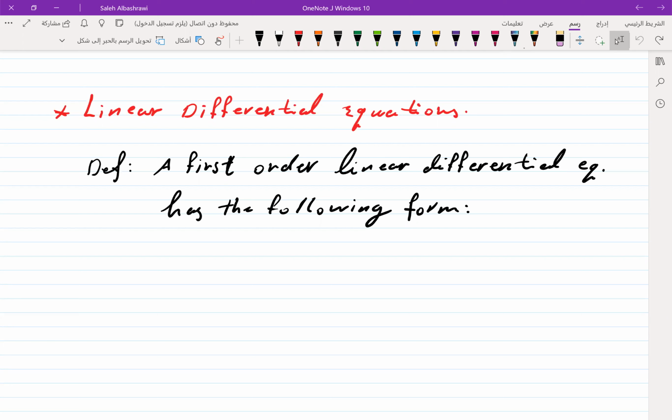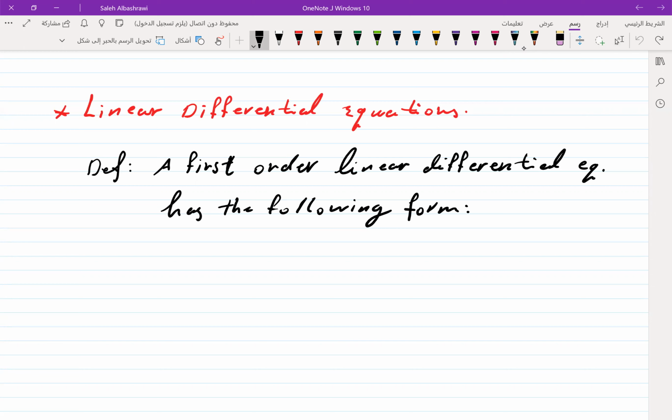In the last video, we discussed the separable differential equation. We said that some differential equations can be solved by separating the variables, keeping the variable y on one side and the variable x on the other side, then integrating to find the solution. Some other equations can't be solved that way.